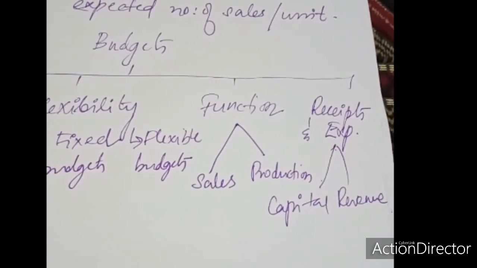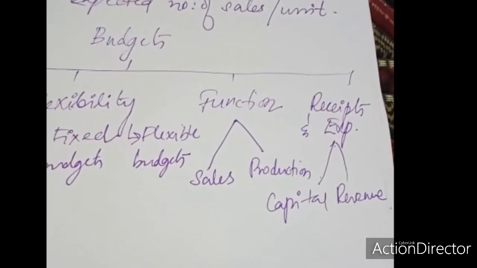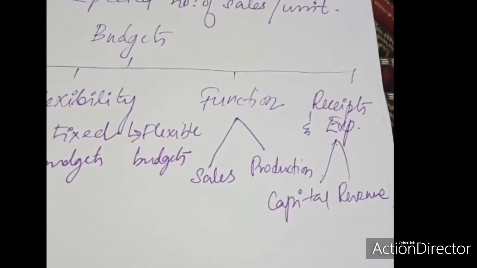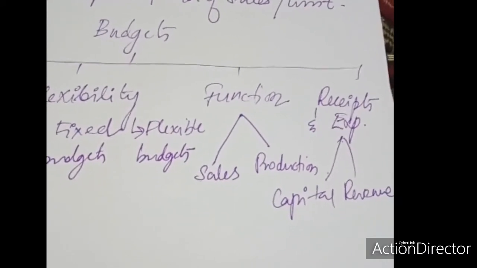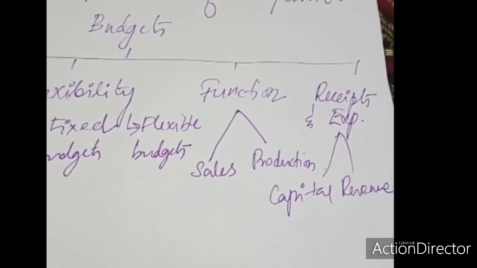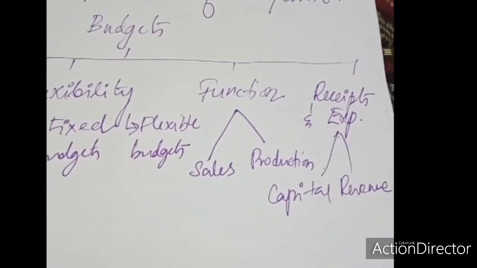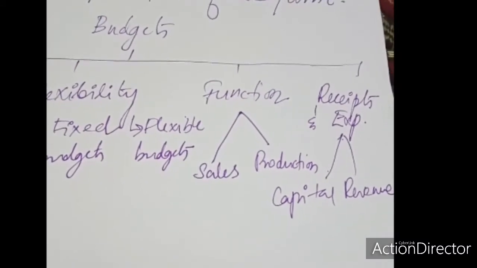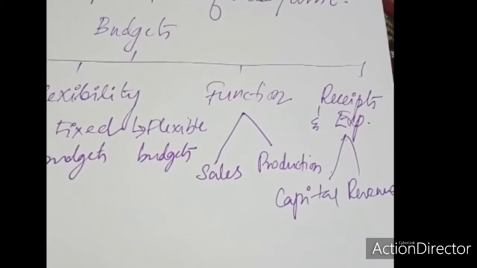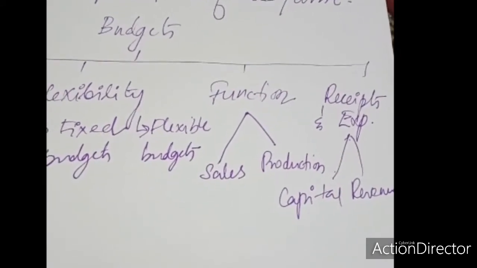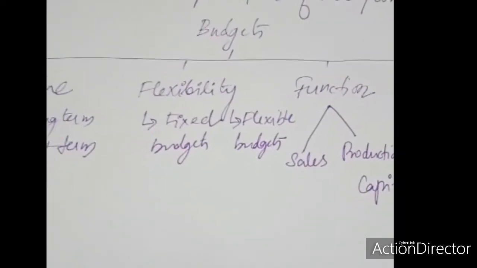And on the basis of receipts and expenditure, budgets are divided into capital and revenue. So capital budgets are those which take into account the estimated capital receipts and expenditure of the business for a specified period, while revenue budgets are those that cover all the revenue, receipts and expenses of a particular financial year. Right, capital budget is something which estimates capital receipts, and revenue budgets are those which cover all the revenue receipts. So this is all about budgets.